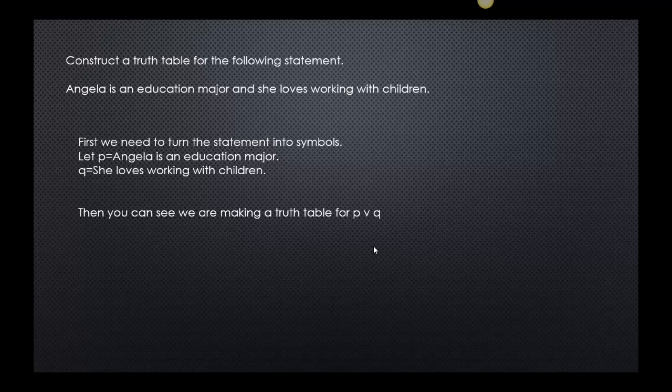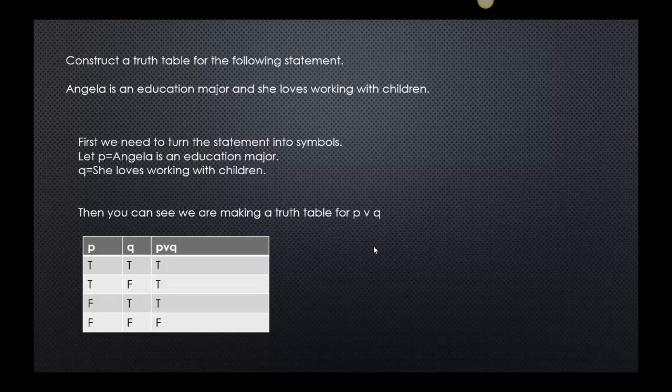And you probably think, well, why do we need to? Well, number one, I don't know who Angela is. Number two, I don't know if she likes working with children. So we want to put all of the different possibilities together and see when is this statement true. So I start with my P, true, true, false, false. Q, true, false, true, false. And then the OR says I need one true. So I have two truths, true, false, false, true. So true, true, true is true, true, true. Then false, false is false.